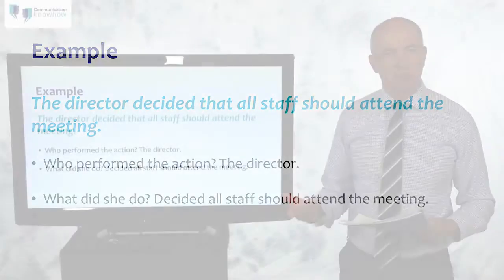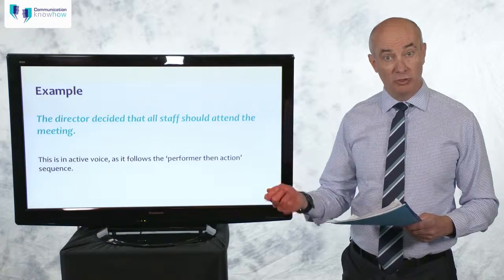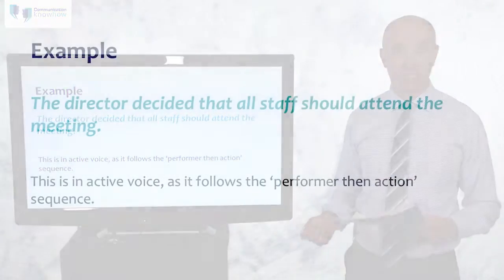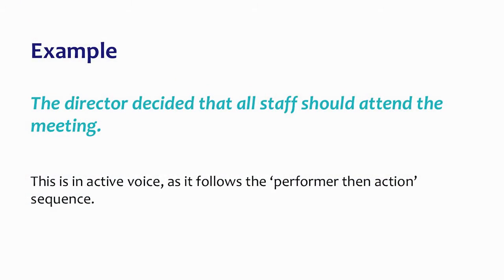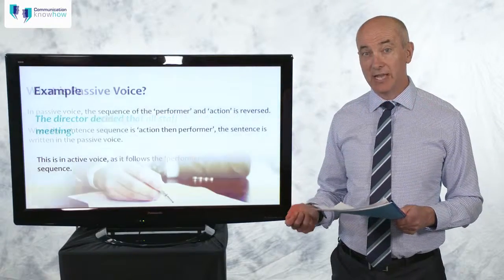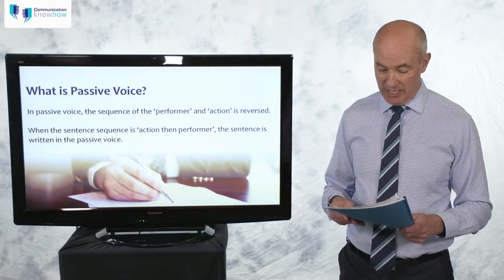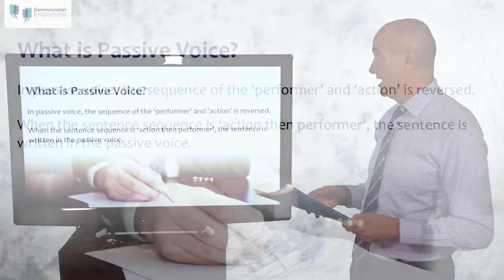meeting. So that sequence of performer then action appears straightforward, but what it also does is make the action in that sentence very clear. And that's what you're trying to achieve, is that idea of clarity within your writing, and active voice can be the vehicle for that. To fully understand the value of active voice, we also need to understand passive voice and how it works, and how we can change voice within our sentences. So let's have a look at passive voice.